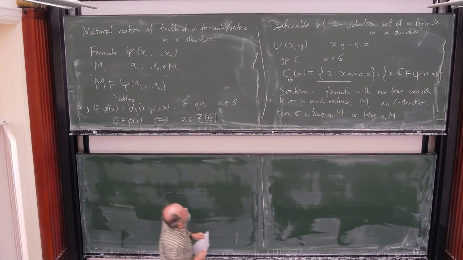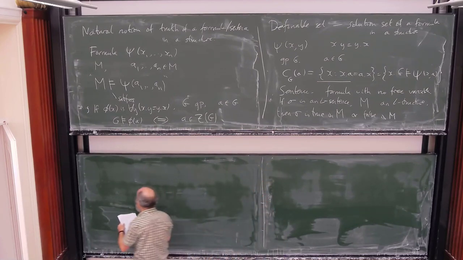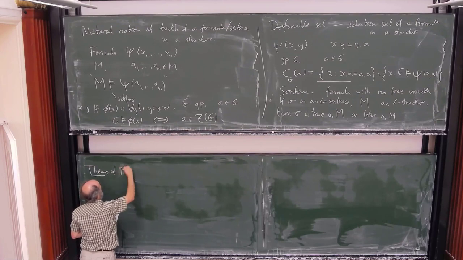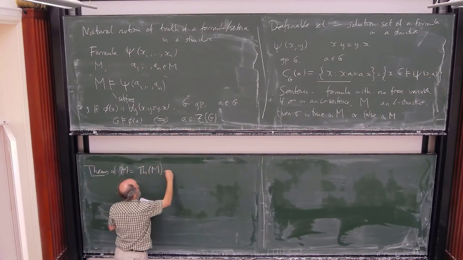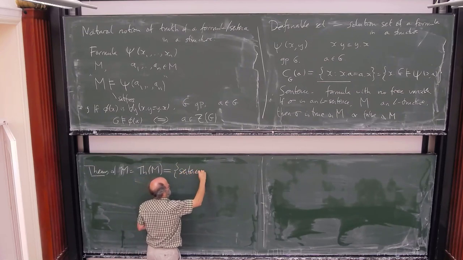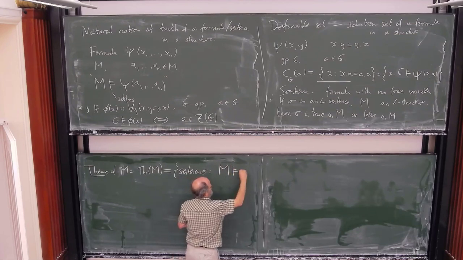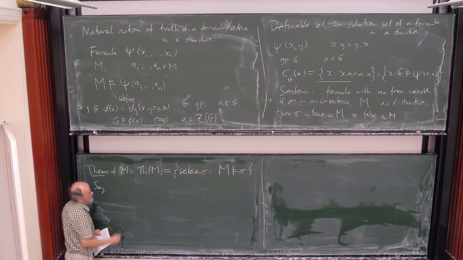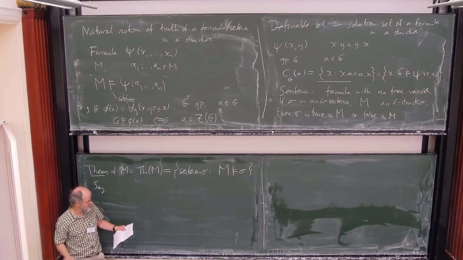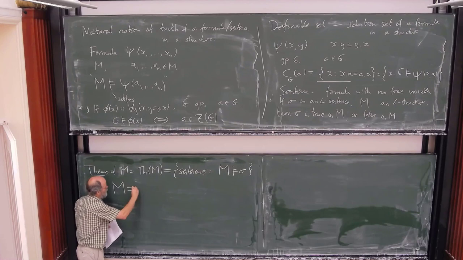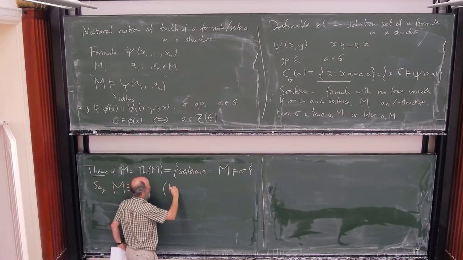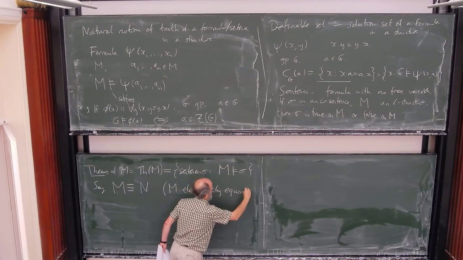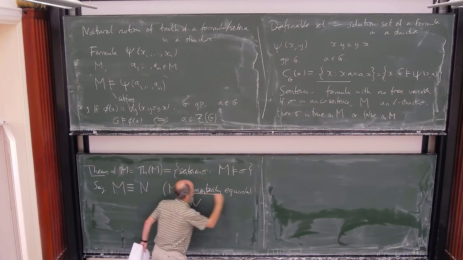Okay, so we have the notion of a sentence being true in a structure or false in a structure. So the theory of a structure M is just going to be the set of all sentences sigma such that M satisfies sigma. Remember, this means sigma is true. And then we would say that this gives you a natural equivalence relation on structures. You would say that M is elementarily equivalent to N if the theories are the same.